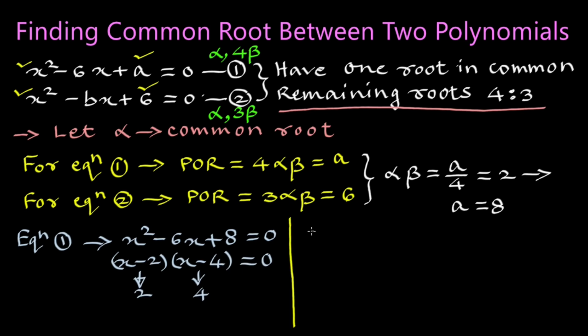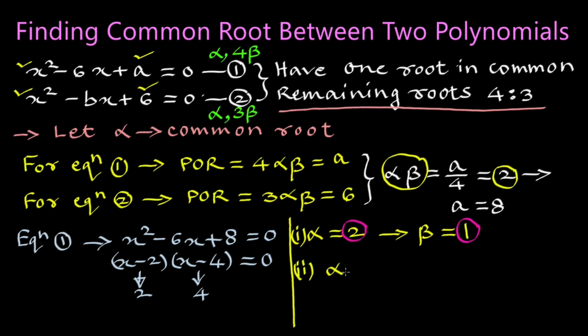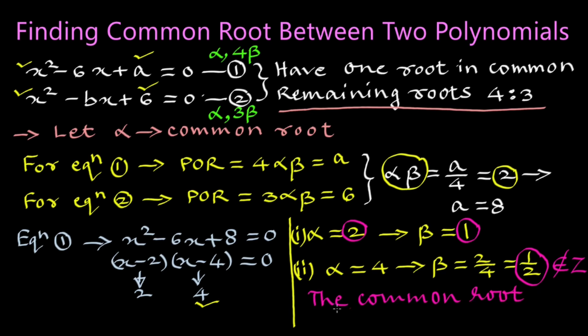Now if common root alpha is 2, alpha beta being 2 here, beta will be 2 upon 2, that is 1. Here both 2 and 1 are integers. Secondly, if alpha is this 4, beta will be 2 upon 4, half, which is not an integer. So the common root, which is an integer, is 2.